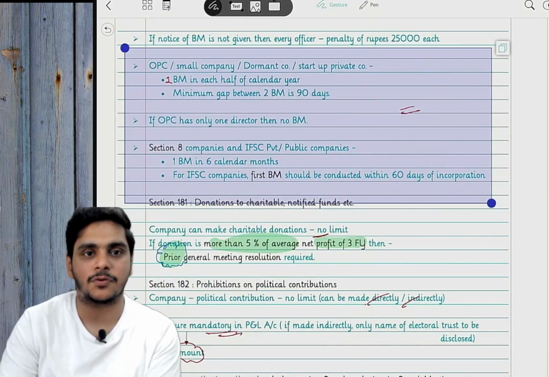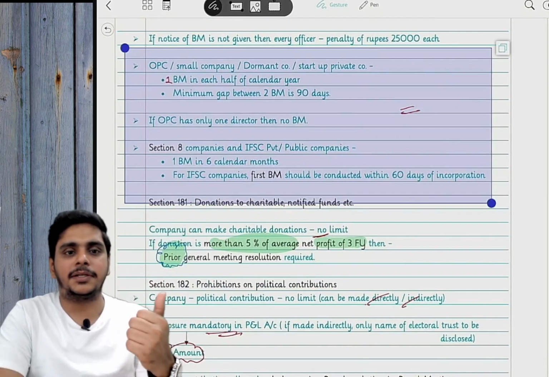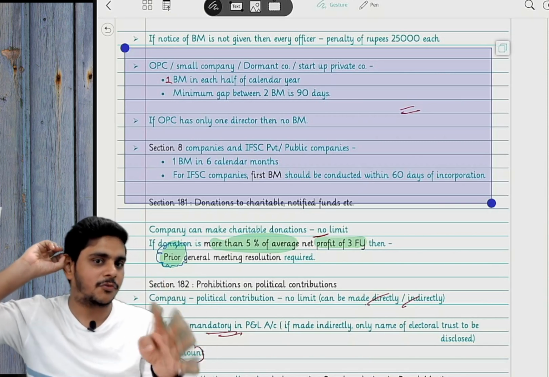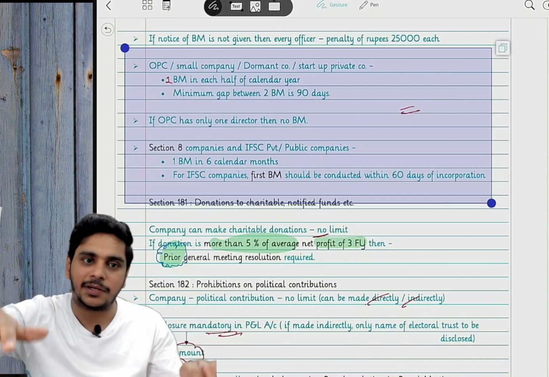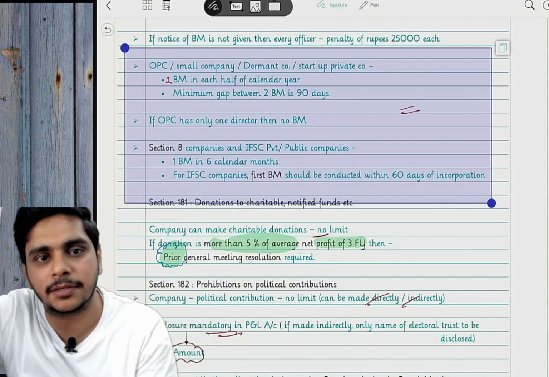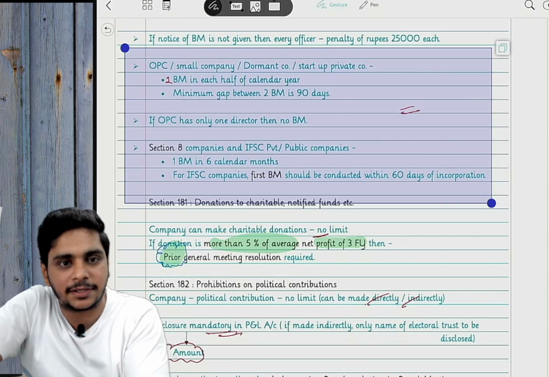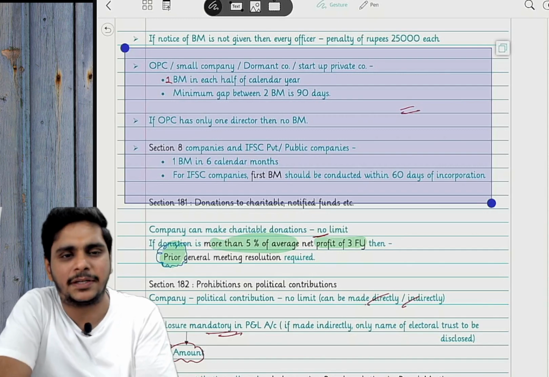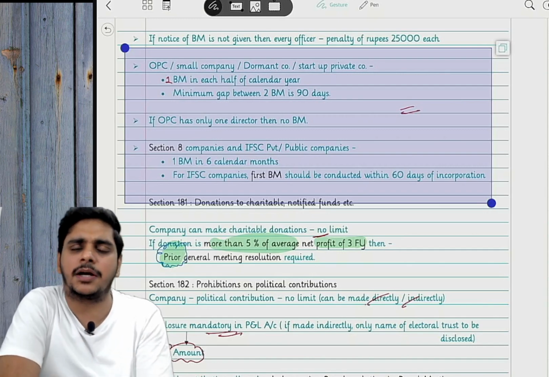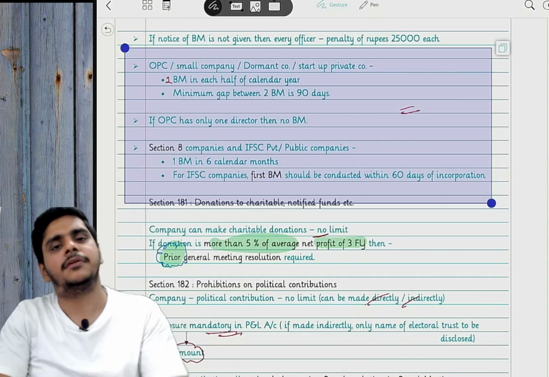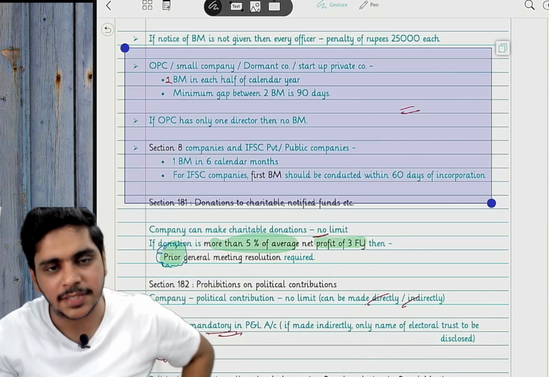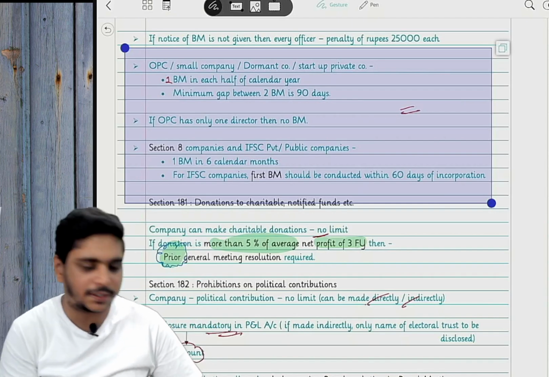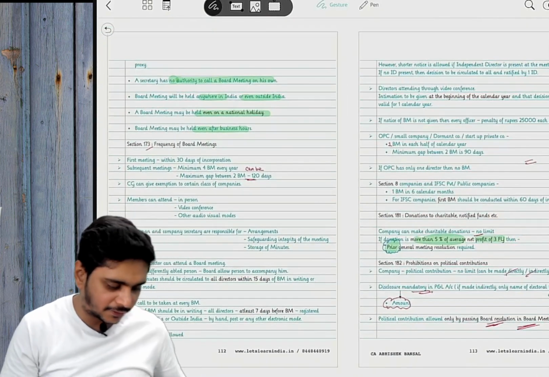What if it is an OPC or a small company? Normally, the first board meeting is within 30 days, and subsequent board meetings are 4 every year with a maximum gap of 120 days. But for OPC, small, dormant and startup companies, it is one board meeting in each half of the calendar year with a minimum gap of 90 days. OPC with one director, no board meeting. Section 8 company, one board meeting in 6 calendar months, no gap condition. The section number is 173, frequency of meetings.